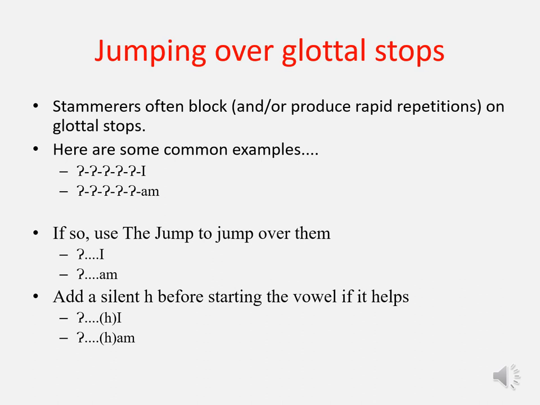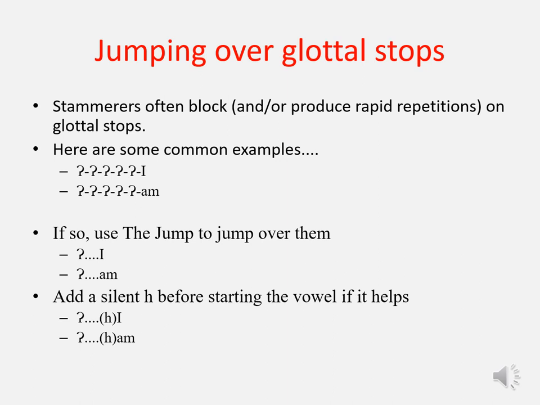If you find yourself often blocking or producing rapid repetitions on words beginning with vowels, often the problem isn't with the vowel itself, but rather it's with joining the glottal stop to the vowel. So, for example, when trying to say I, you may block, or if you continue to push, it can turn into a repetition, I, I. Similarly with the word am. If this happens, you can use the jump to jump over the initial glottal stop.